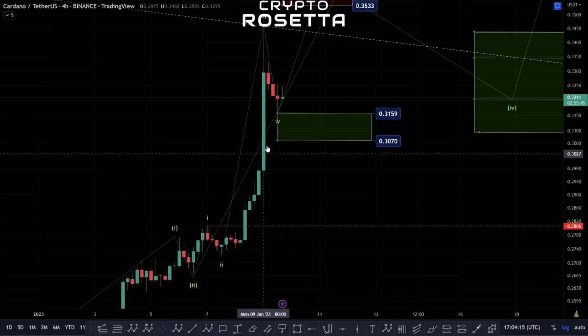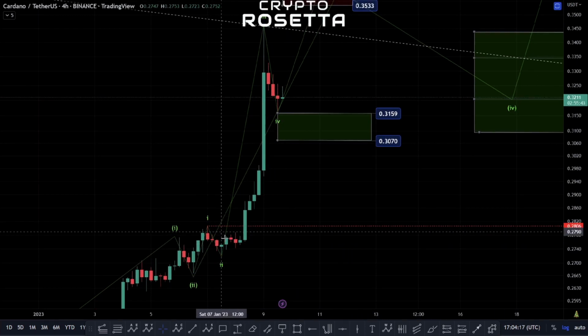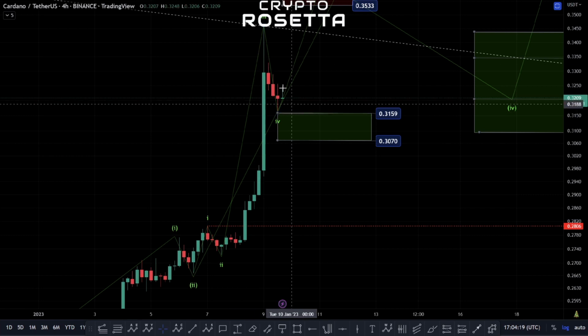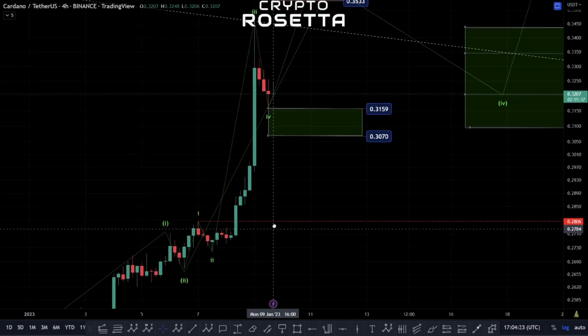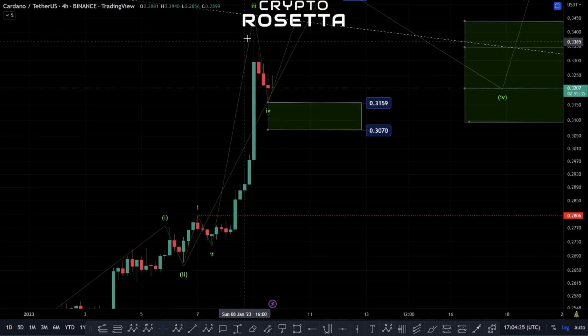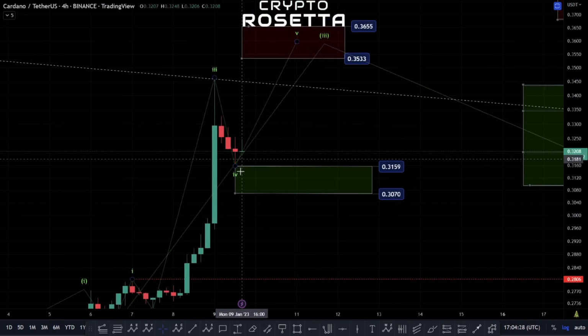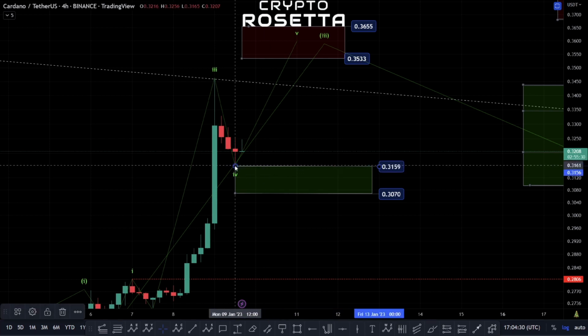So we can count an additional leg in here, but I think that this is most likely because of the size of this correction here. I think it would match up better with this as a wave 2 here. So if that's the case, what we'd look for is a 1, 2, 3 up into this high, and we'd be looking for this as a 4th wave into this low point here.